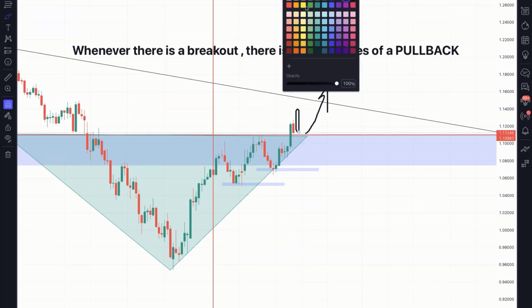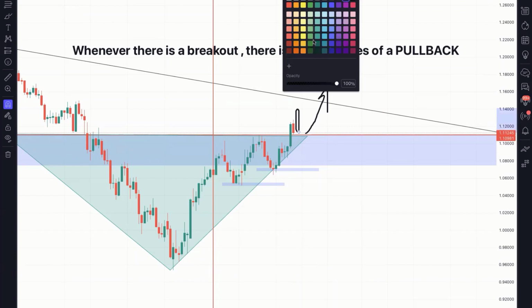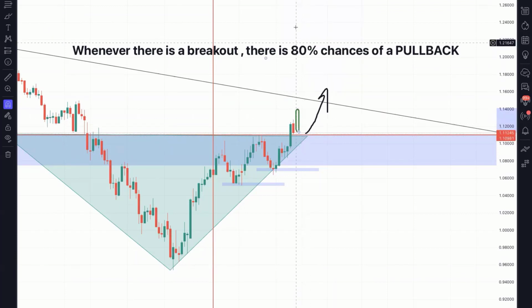We are going to see this. I don't know why it's not changing. Yes, we're going to see this. That's what we are going to see, most likely. Like 80% chances are that the market goes up next week.